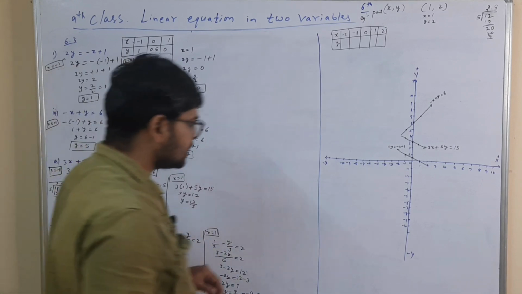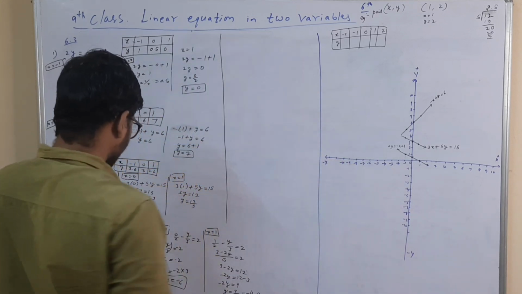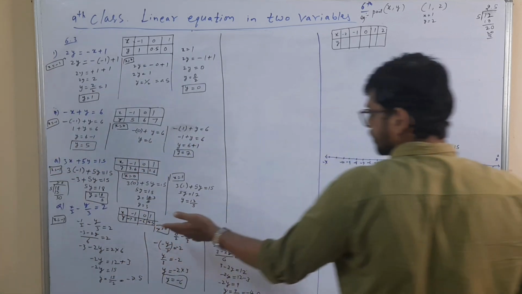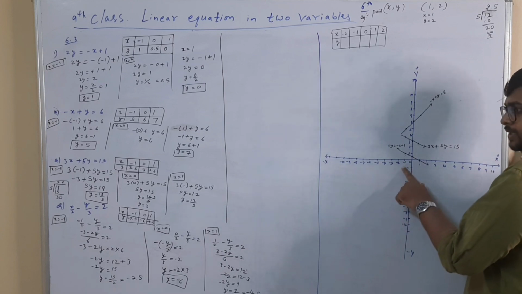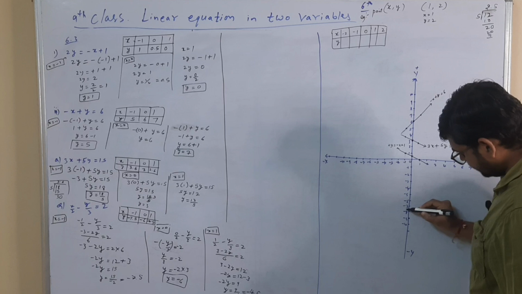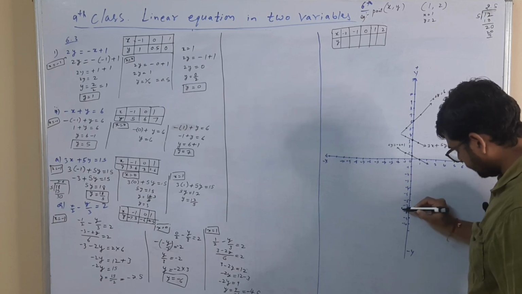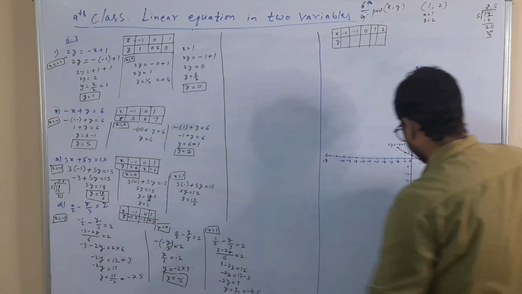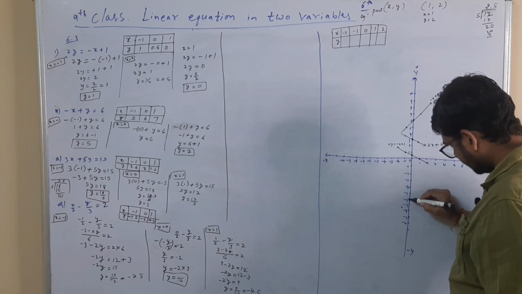So I am writing this equation. See, x equal to, so let's see what values we get. So x equal to minus 1, y is equal to minus 7.5. Minus 1, minus 7.5. So this is the value, this is the point. Then x equal to 0, y is minus 6. This is the point.